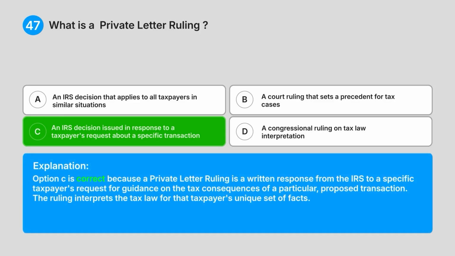Explanation. Option C is correct because a private letter ruling is a written response from the IRS to a specific taxpayer's request for guidance on the tax consequences of a particular proposed transaction. The ruling interprets the tax law for that taxpayer's unique set of facts.